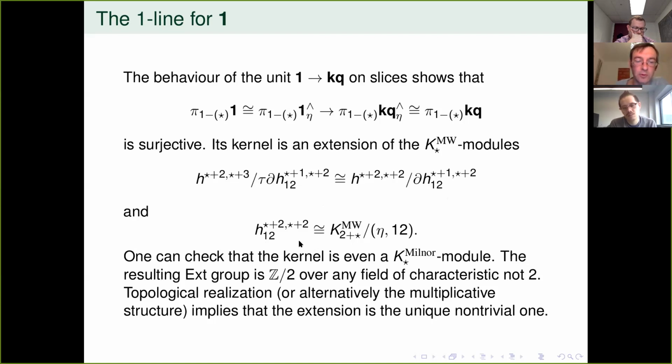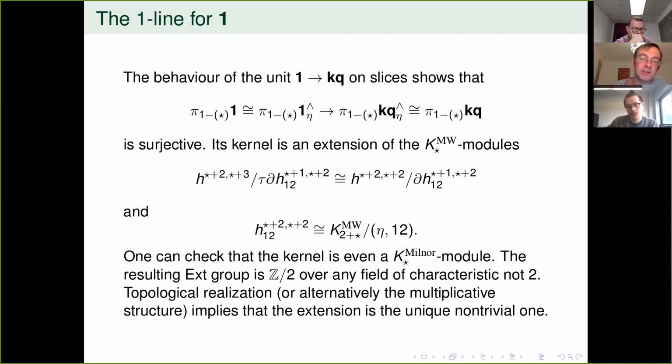And the other term is mod 12 Milnor K-theory, or if you want to see it as a Milnor-Witt K-theory module, it's a quotient of Milnor-Witt K-theory where you quotient out eta and 12. And now there's an argument using the slice filtration that tells you that the kernel is not just a Milnor-Witt K-theory module, but already a Milnor K-theory module. And then one can look at the Ext group describing these extensions.